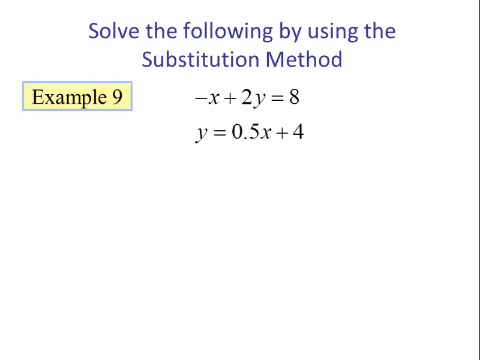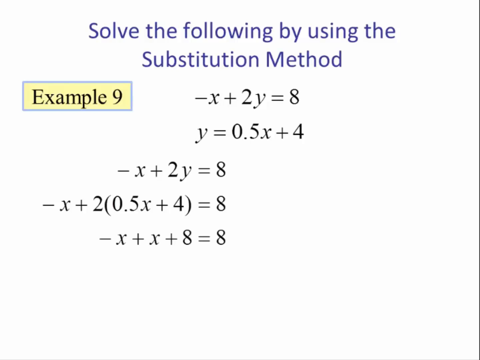Example 9. Solve the system by substitution. -x plus 2y equals 8, and y equals 0.5x plus 4. Since the second equation is solved for y, we're going to take this expression, and everywhere we see a y, we're going to substitute it into the first equation. Using the distributive property, 2 times 0.5 is 1. So we have -x plus x plus 8. That equals 8. Combining like terms, these x's cancel, so we're left with 8 equals 8.